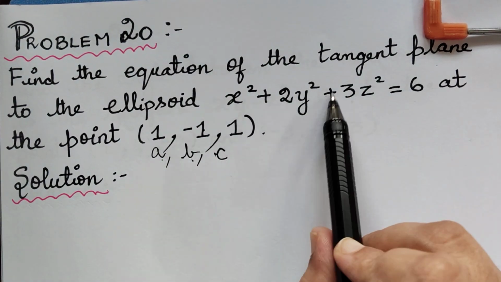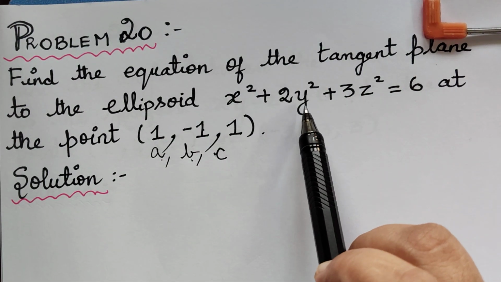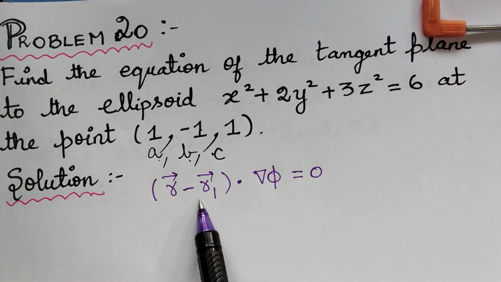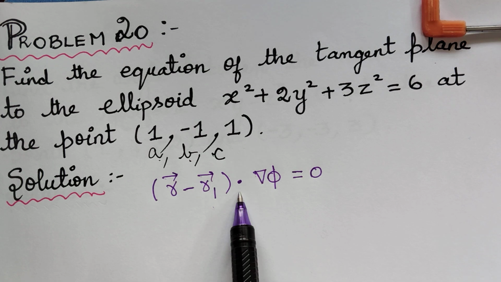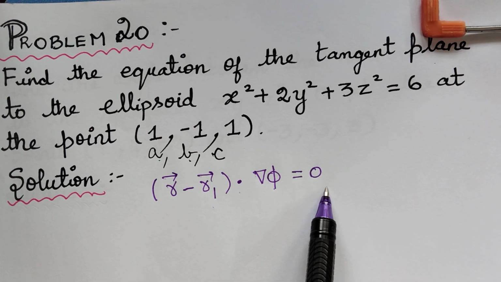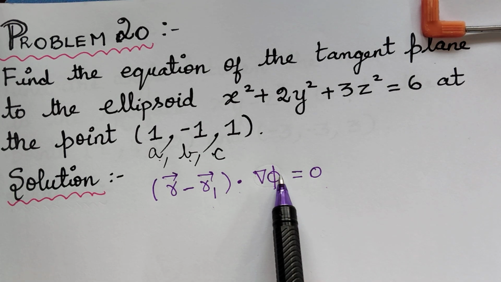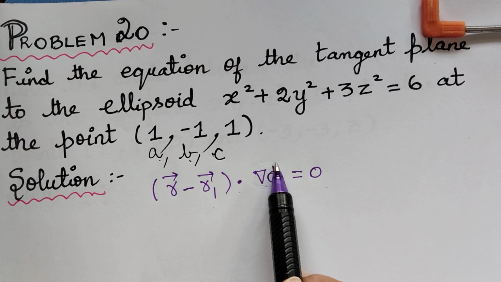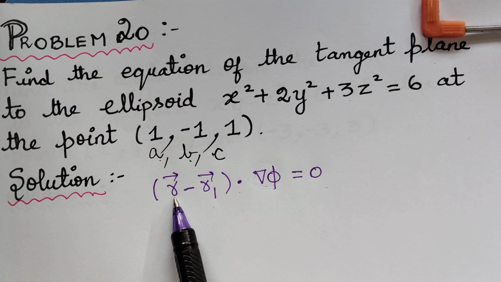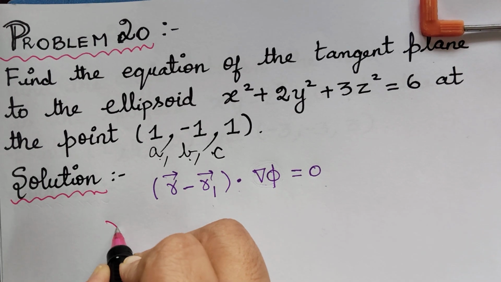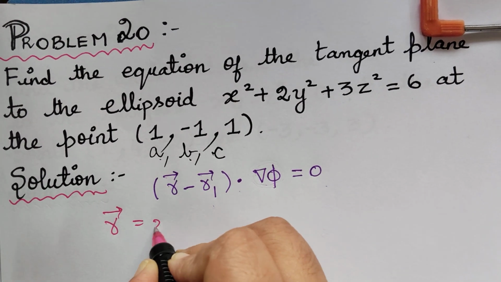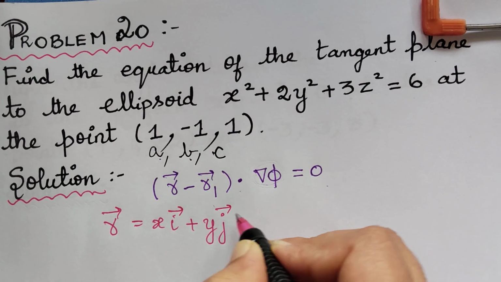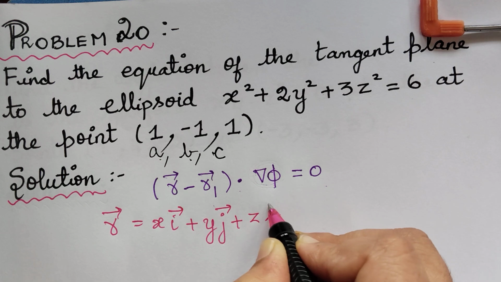We know that the equation of the tangent plane for a given surface phi is given by r vector minus r1 vector dot product with nabla phi is equal to 0. This nabla phi is also represented as p in the formula. So I have directly written what is p. So what is r vector in this? It is the position vector given by x i vector plus y j vector plus z k vector.